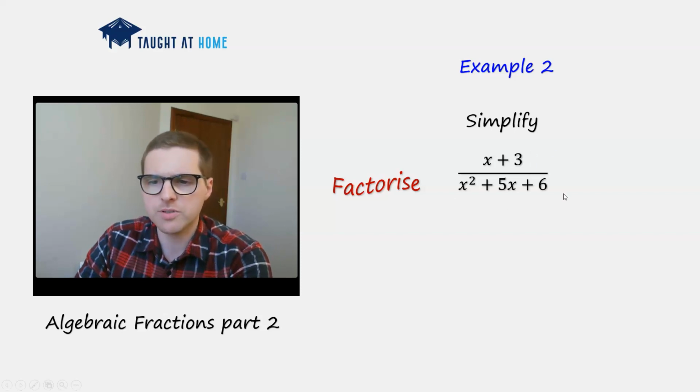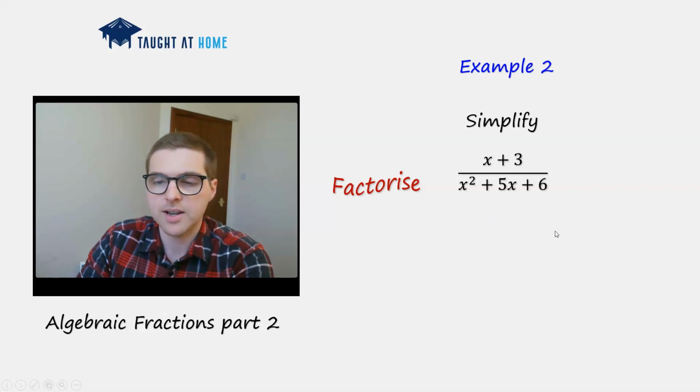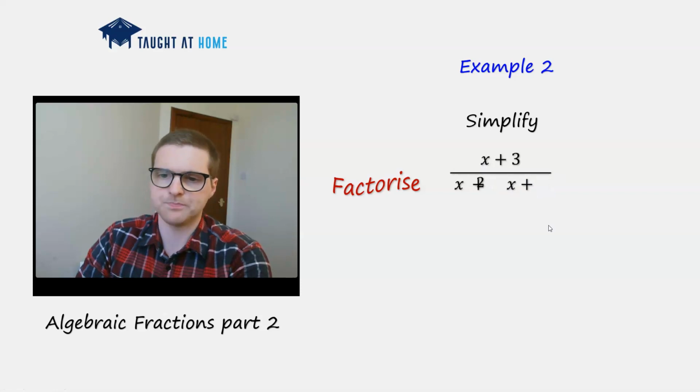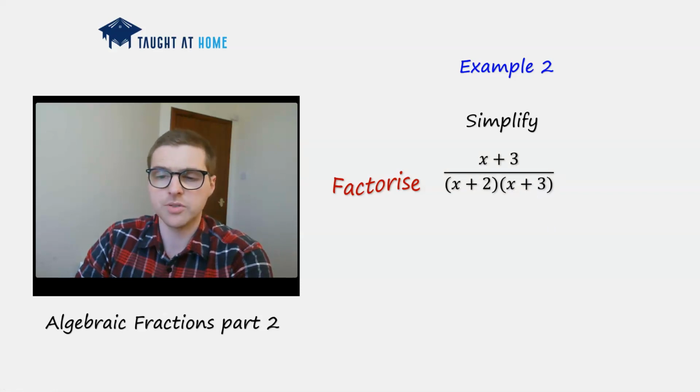So what we can have is two brackets. So we're going to have an x term as the first term in each bracket, and it's going to be plus because we've got two positives. So we're going to have two positive numbers in the brackets. So what two numbers multiply to give 6 but add to give 5? It is, of course, (x plus 2)(x plus 3).